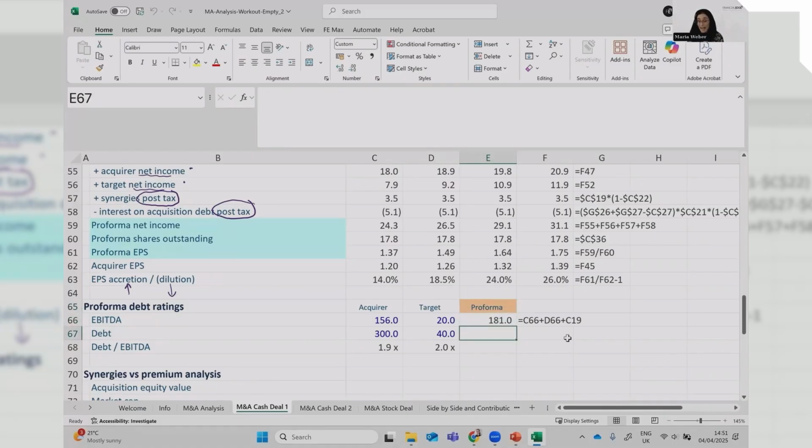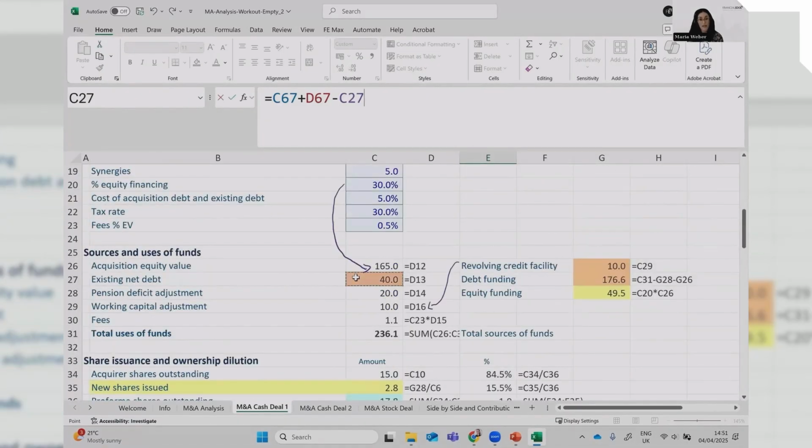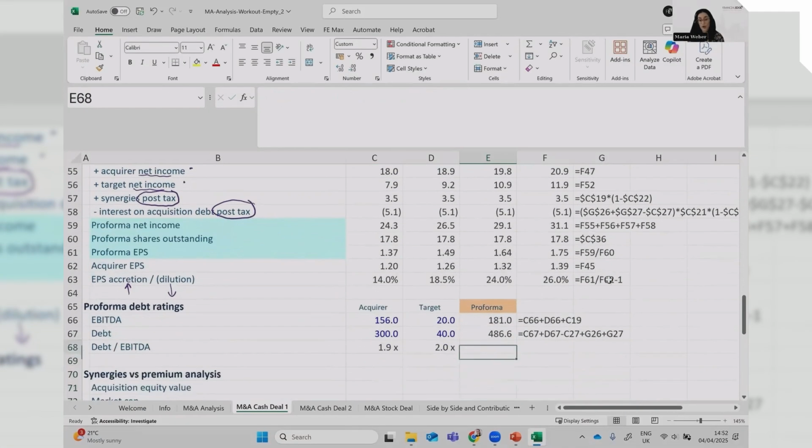And then the pro forma debt, let's think from a consolidation perspective what's happening here. So I've got the acquirer's debt of 300 plus the target's debt of 40. But wait a minute, we said we are repaying the target's debt. So I'm going to subtract that 40 that I'm repaying. So the 40 just cancels out. And then I've got to add in the revolving credit facility and the debt funding that I'm bringing on. And so the pro forma debt is 486.6.